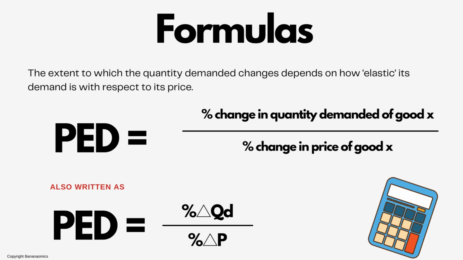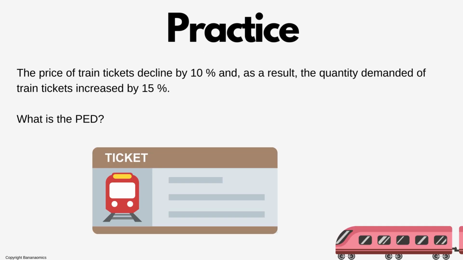Let's attempt a practice problem using train tickets. Assume that the price of train tickets declined by 10% and, as a result, the quantity demanded of train tickets increased by 15%. What is the PED? Is it inelastic or elastic? Pause the video and try it out.